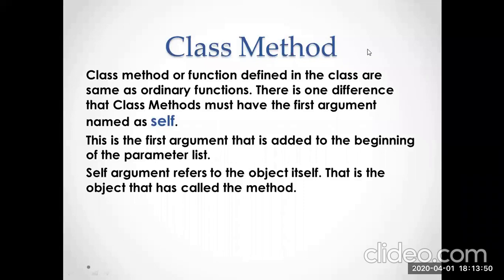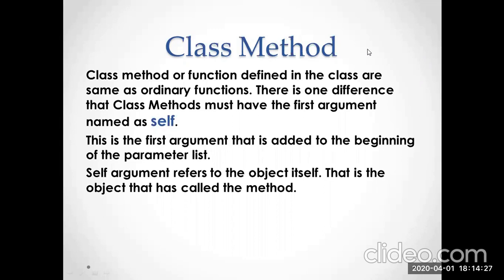What do you mean by class method? Class methods are exactly the same as ordinary functions that we have defined so far, with just one small difference. Class methods must have the first argument named as self. This is the first argument that is added to the beginning of the parameter list. You do not pass a value for this parameter when you call the method. Python provides its value automatically. The self argument refers to the object itself, that is, the object that has called the method.